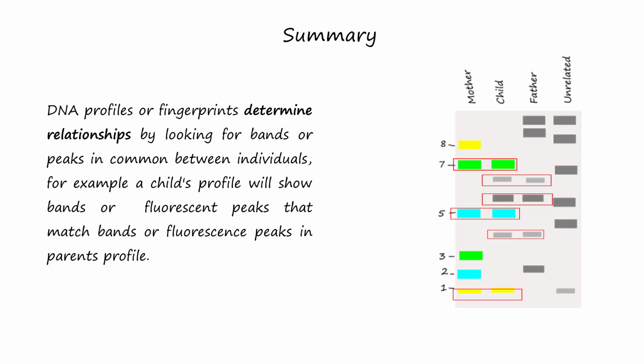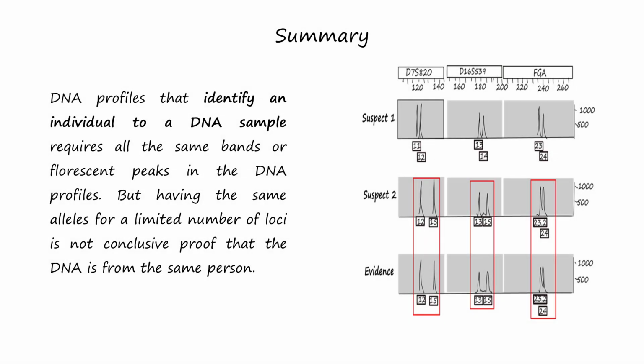For example, a child's profile will show bands or fluorescent peaks that match bands or fluorescent peaks in parents' profiles. DNA profiles that identify an individual to a DNA sample require all the same bands or fluorescent peaks to be present in the DNA profiles.